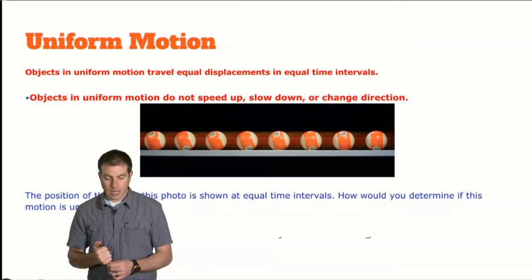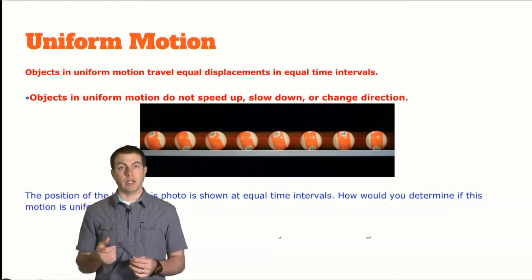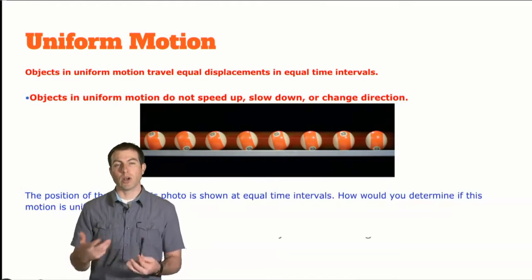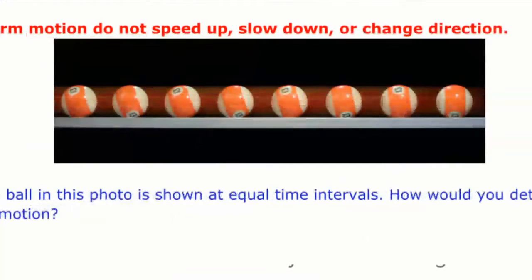So how can we tell from the picture here if the object's moving in uniform motion, or if an object weren't moving in uniform motion, what would that look like? So how could we tell the difference between uniform and non-uniform motion, given an image like this? Any ideas? How can we identify uniform motion in this picture? Or if uniform motion were not happening, what would that look like in a picture?